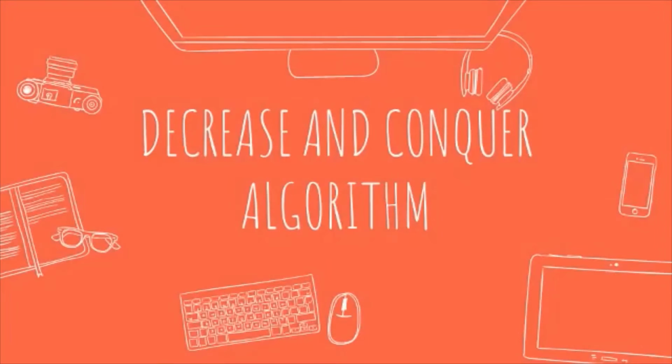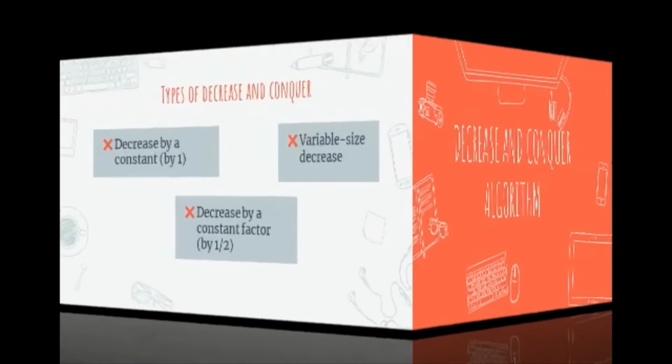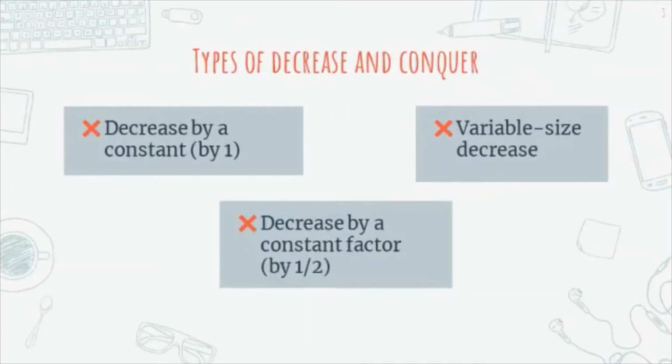In this video, we're going to explain the decrease and conquer algorithm. There are three types of decrease and conquer algorithm. The first one is decrease by a constant (by 1). The second one is decrease by a constant factor (by half). And the third one is variable size decrease. We are going to explain more about decrease by a constant (by 1).